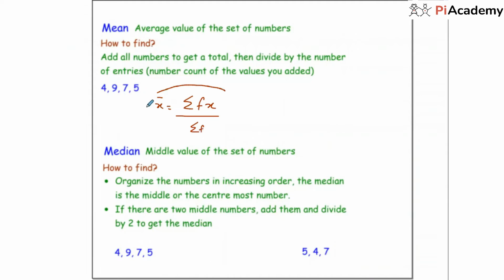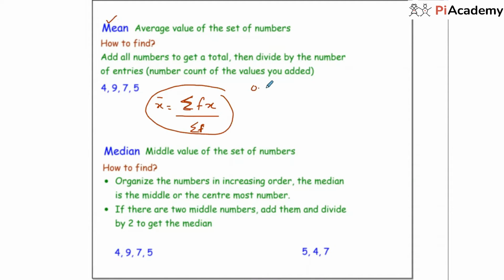This is the formula to find the mean. For example, you are given a frequency. Then you will find fx and then sigma fx divided by sigma f. That will be the formula to find the mean. You know sigma, right? All of you.